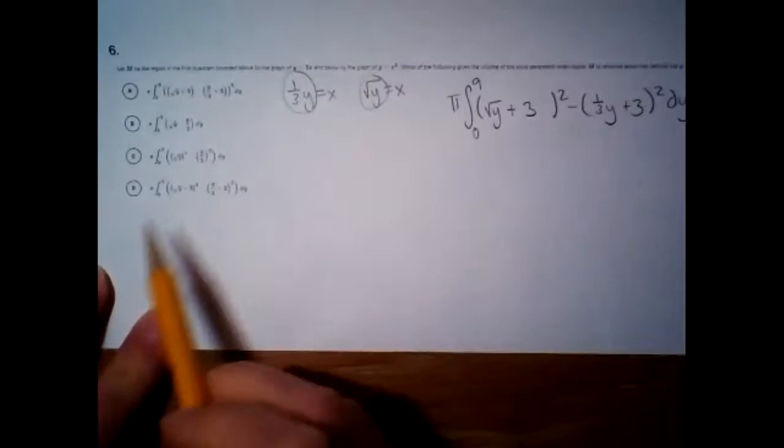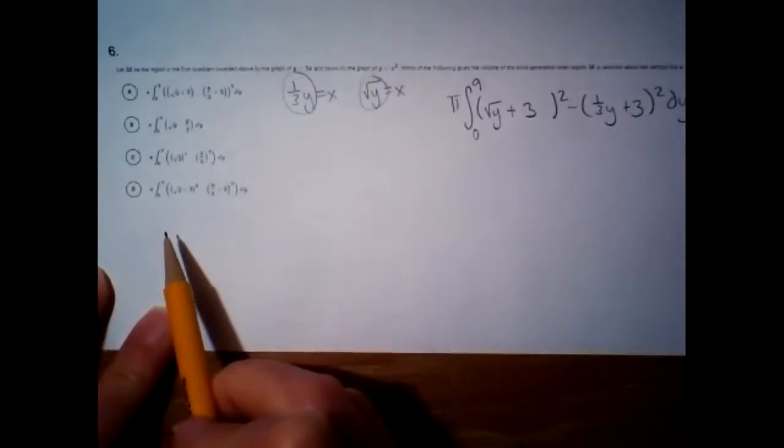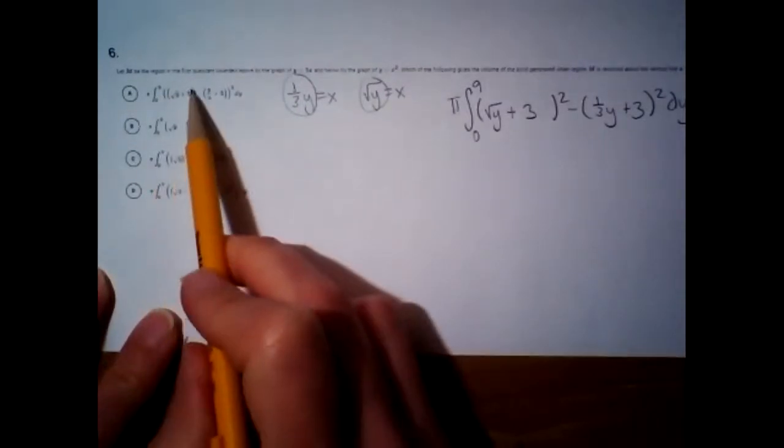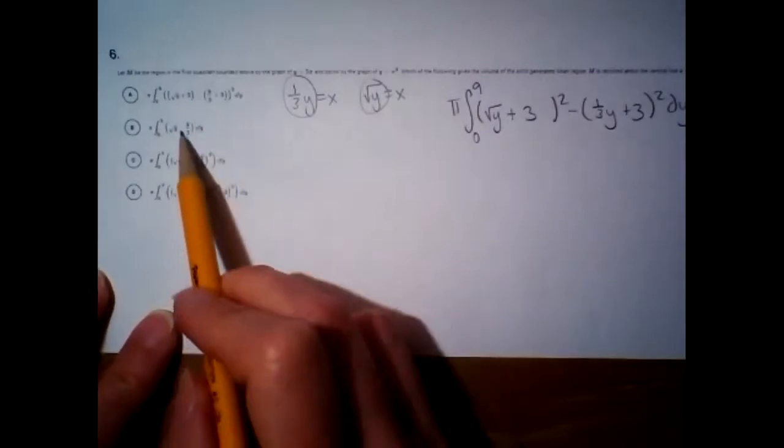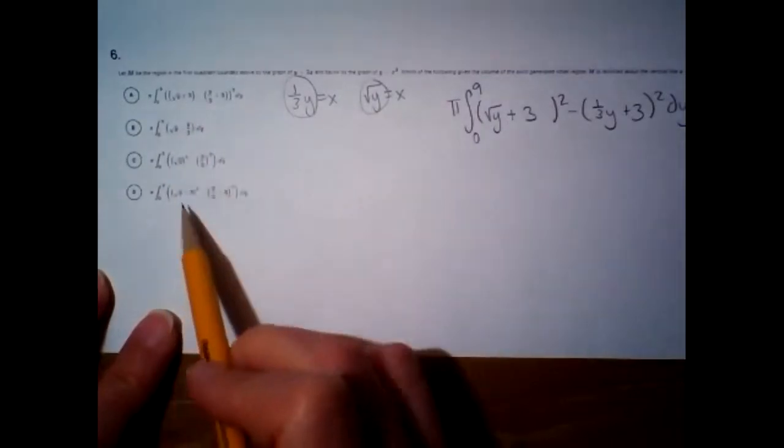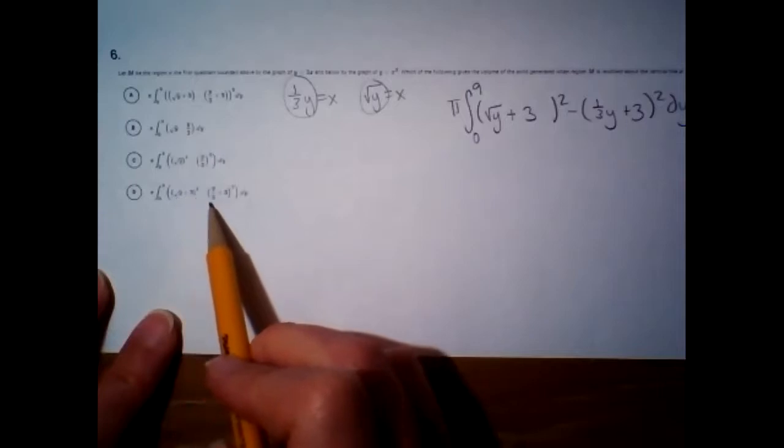And so we just need to pick which one that is. So let's see, we got pi integral 0 to 9. Okay, they all say 0 to 9. That's cool. This one's missing a squared, so it can't be that. This one doesn't even have 2 different parentheses there. I think it's going to be D. Yeah, D for that.